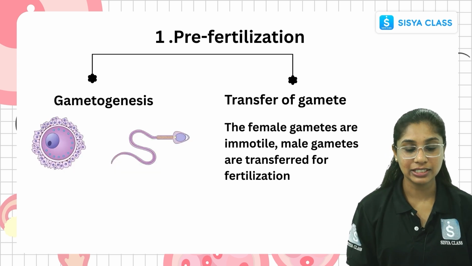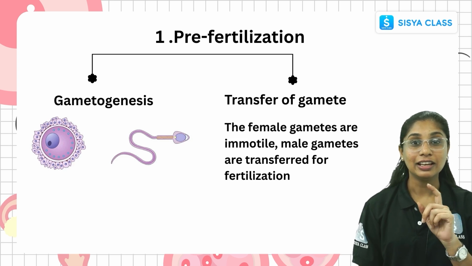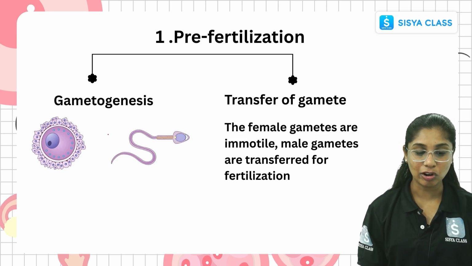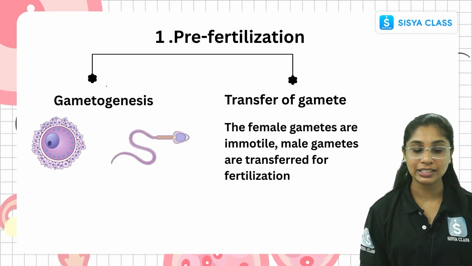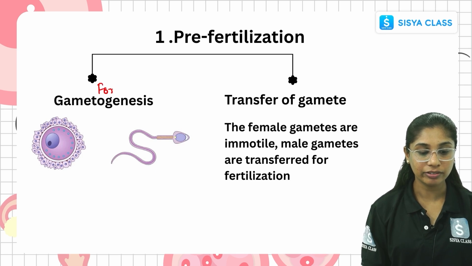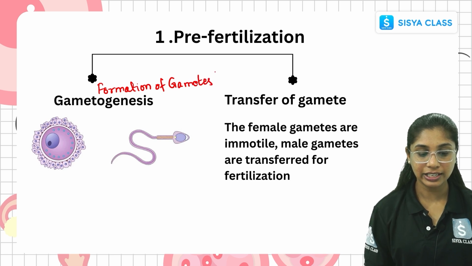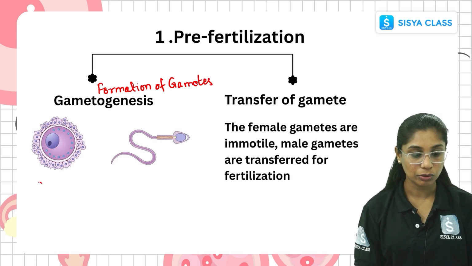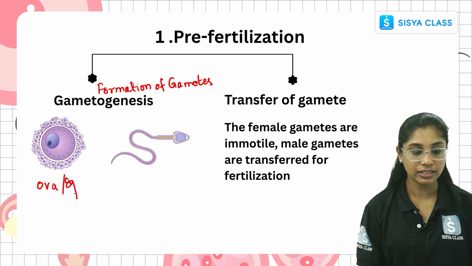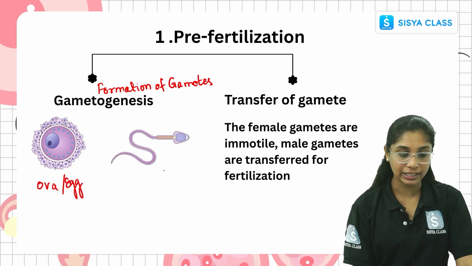Coming to the first stage, that is pre-fertilization. In pre-fertilization, it involves gametogenesis. What is gametogenesis? It is the formation of gametes. What are the gametes? In females, it is ova or egg, and in the case of male, it is sperm.